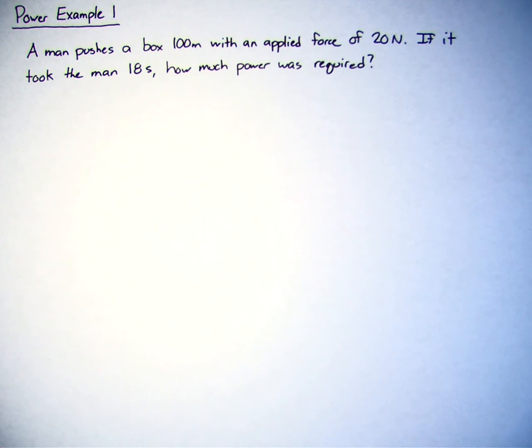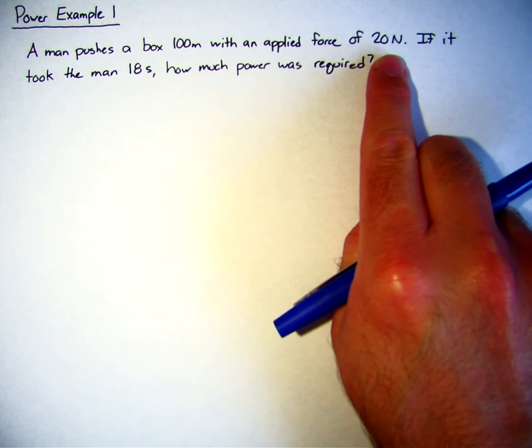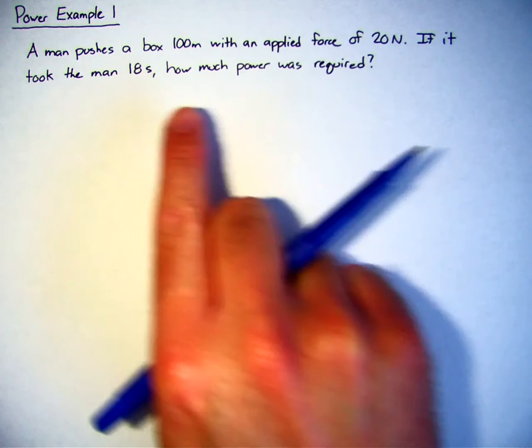This example involves trying to determine how much power is required to perform a certain amount of work in a certain amount of time. So we know the displacement of the box, we know the applied force, so that's the force of push that we have on the box, and we know the time.